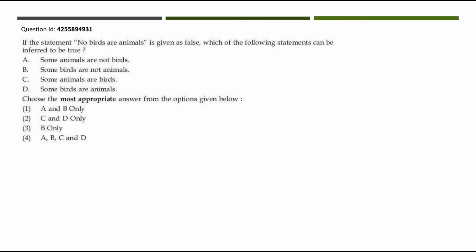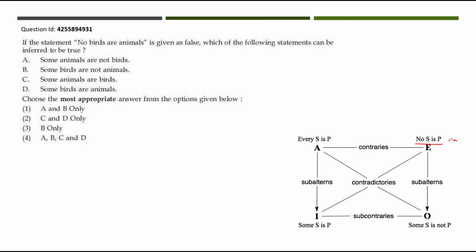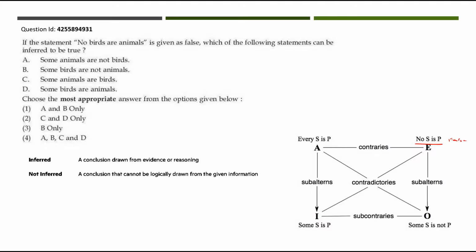Next question, if the statement no birds are animals is given as false, which of the following statements can be inferred to be true? This particular statement is given as false. They are asking which statements can be inferred to be true. Inferred means it's a conclusion drawn from evidence or reasoning. Not inferred means a conclusion that cannot be logically drawn from the given information. When they say no birds are animals is equal to false, it means some birds are animals is true. So here some birds are animals, D can definitely be inferred from the given statement taken to be false.